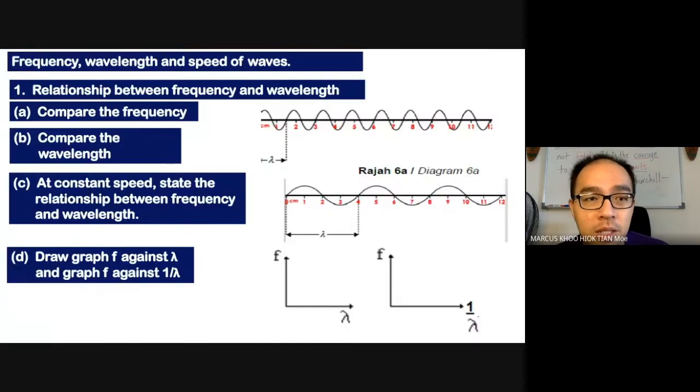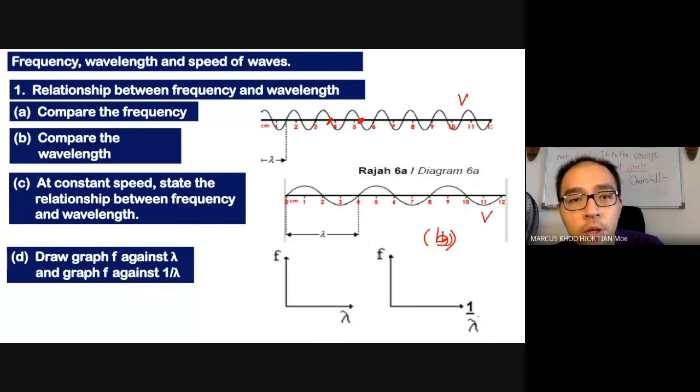All right, so let's talk about the relationship between the frequency and wavelength. Remember, the wavelength is the distance between two crests, or two troughs, or two points that are on the same phase. So all these are wavelengths. When we compare the frequency between diagram A and diagram B, we find that the frequency of A is bigger than the frequency of B.